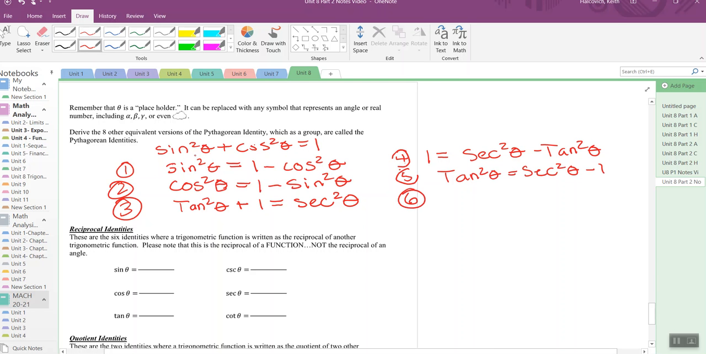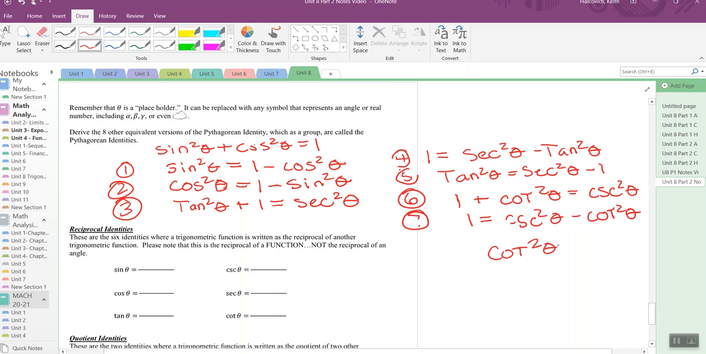Then if I go back to here and I divide, instead of by cosine squared, if I divide by sine squared, I get 1 plus cotangent squared equals cosecant squared. And then if I move the cotangent squared over, I get 1 equals cosecant squared minus cotangent squared. And then I also get that cotangent squared is equal to cosecant squared minus 1. All right.